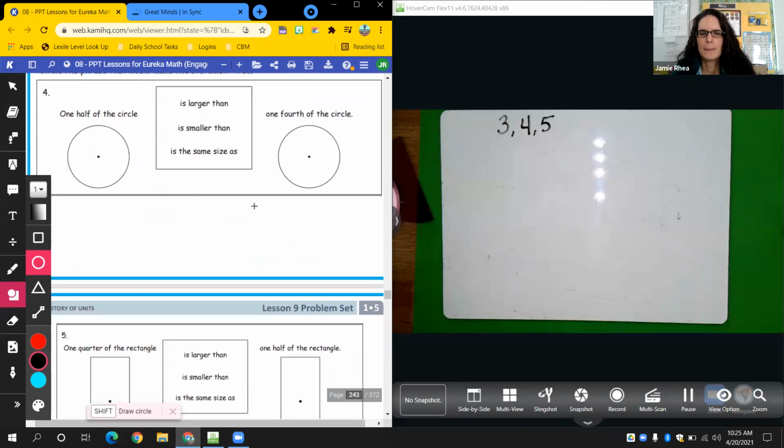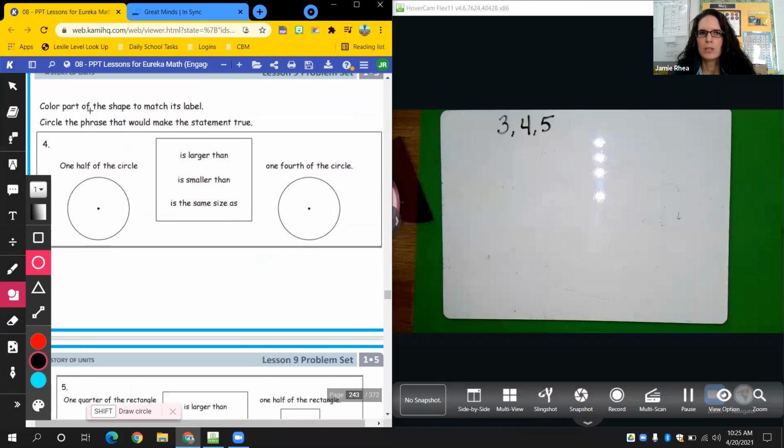Let's look at number 4. Color the part of the shape to match its label. Circle the phrase that would make the statement true. Okay, so I'm going to bring my lines 1/2 of the circle. So I'm going to make this half. I'll do my best to make it half. This one is 1/4. So remember, fourth, I'm going to make half. And then I'm going to make half again.